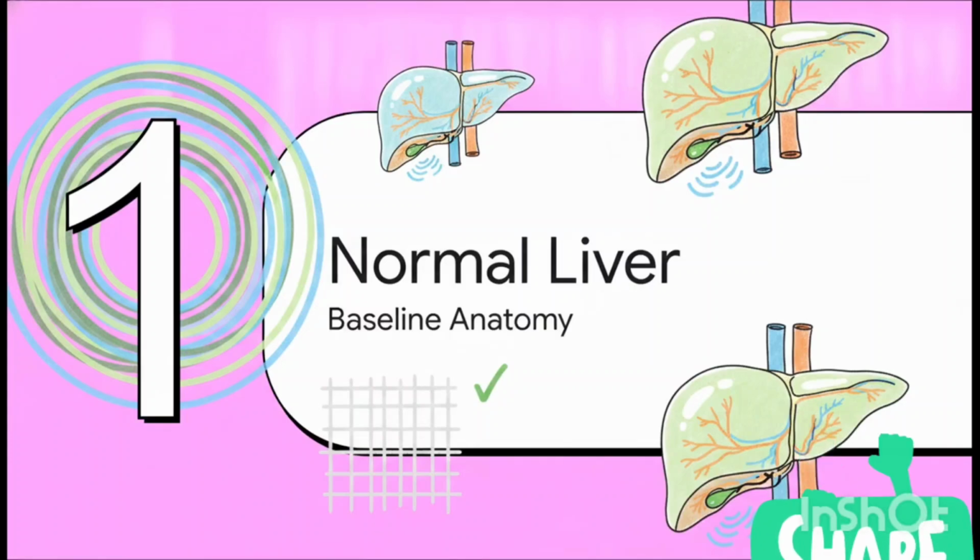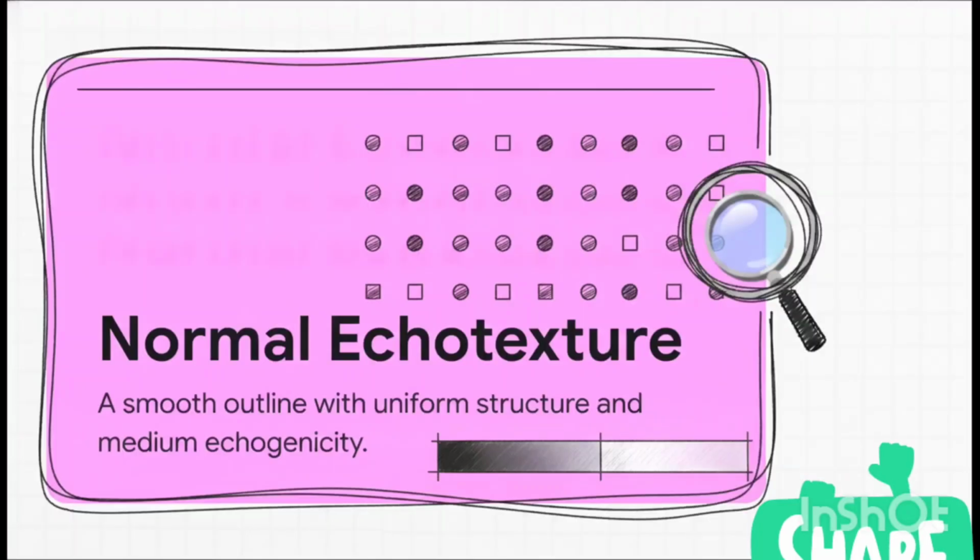Section 1. The normal liver baseline. Okay, so before you can start spotting pathology, you really need a rock-solid grasp of the normal baseline. You just can't recognize the abnormal if you don't know exactly what normal looks like, right?